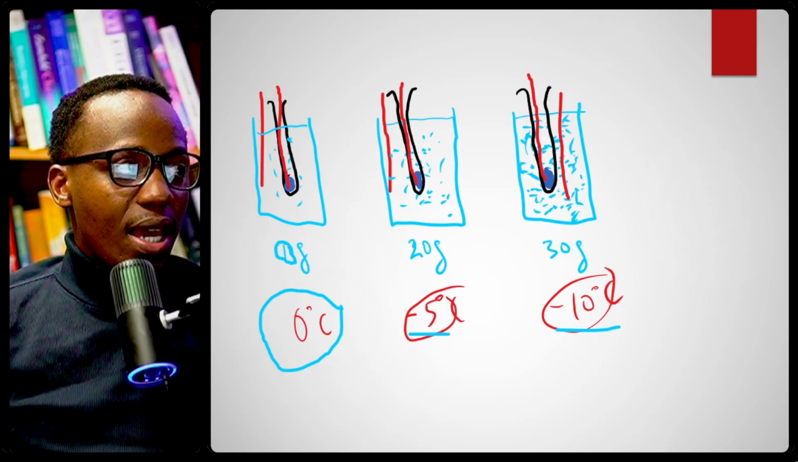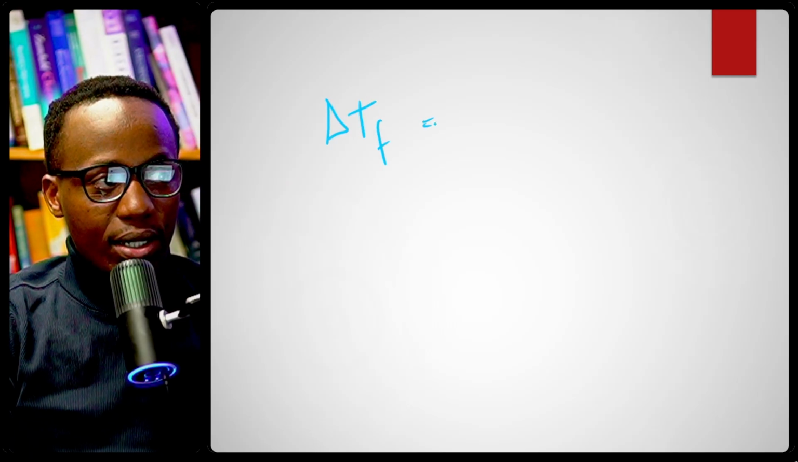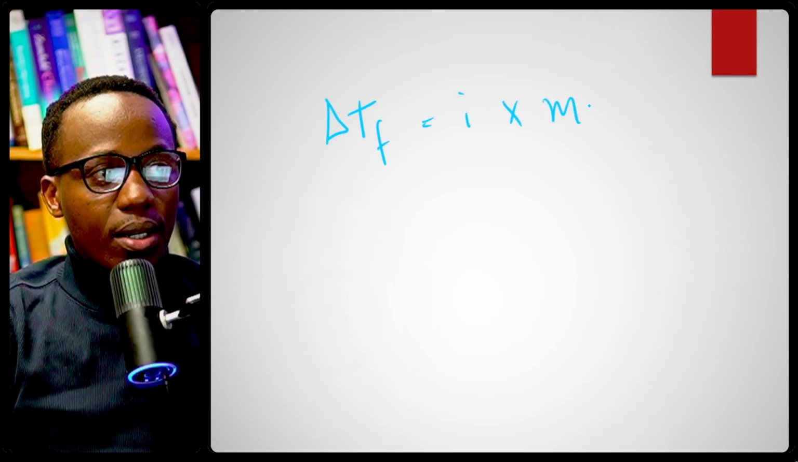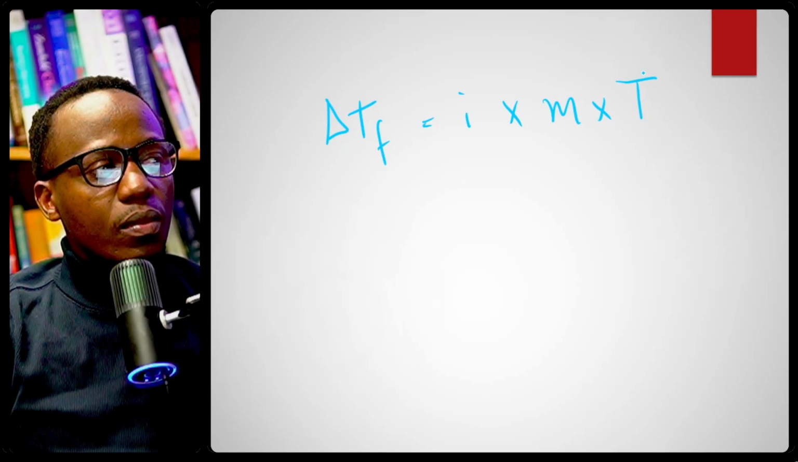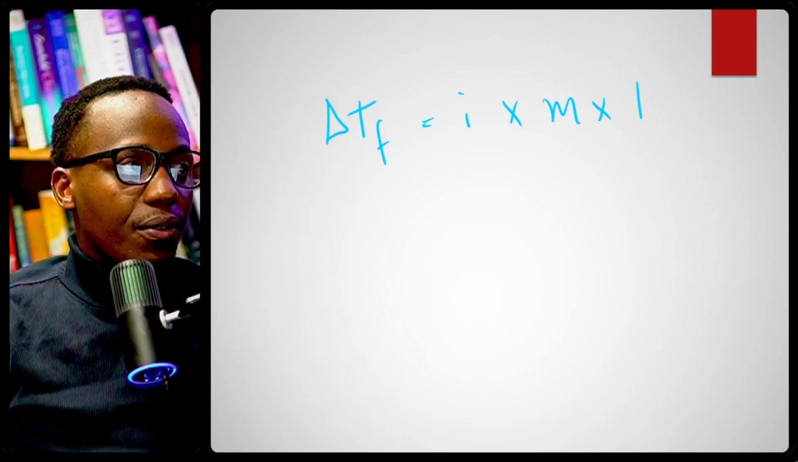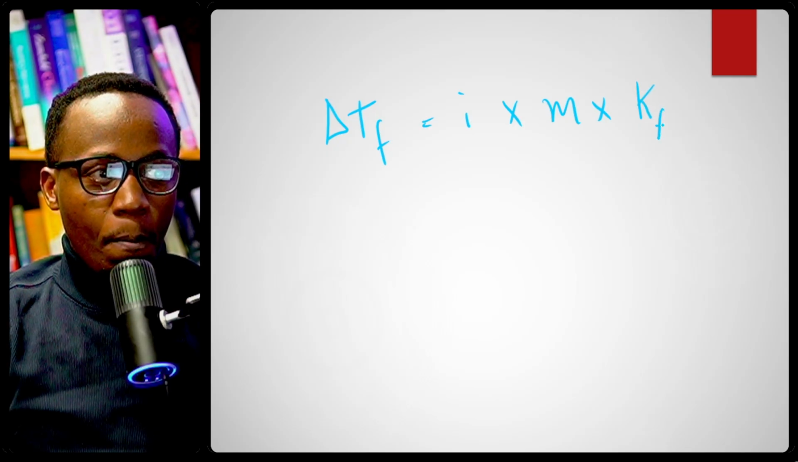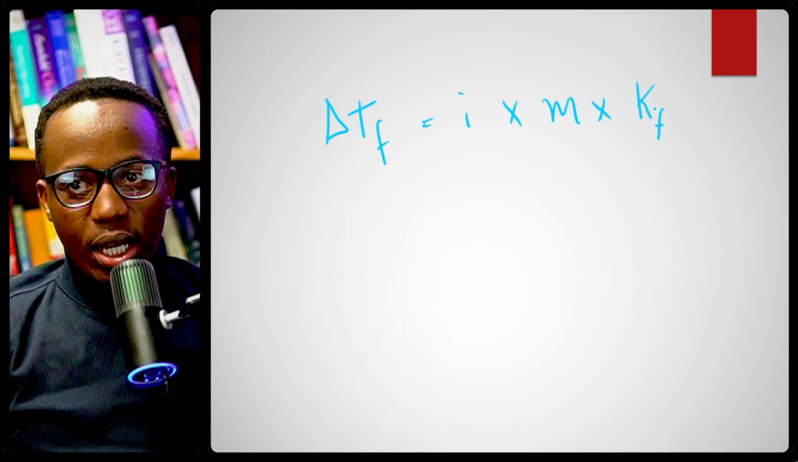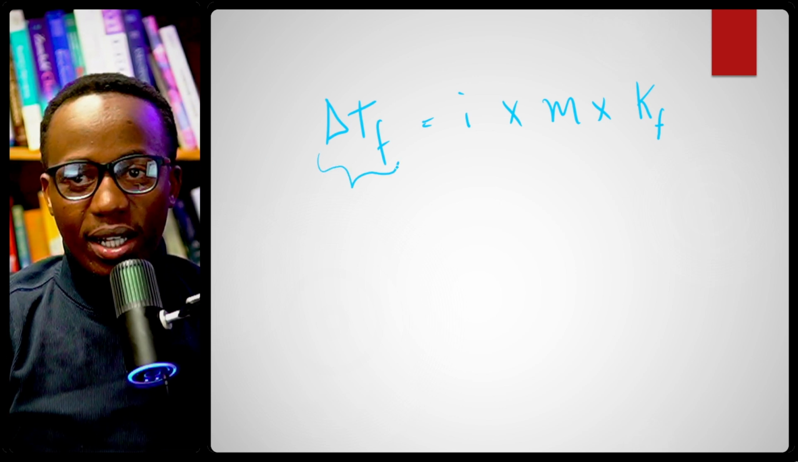What is the delta TF? Again, the delta TF is the change in freezing temperature. Delta TF is equal to i times m times KF, which is the constant. So in your data, you're going to calculate this.